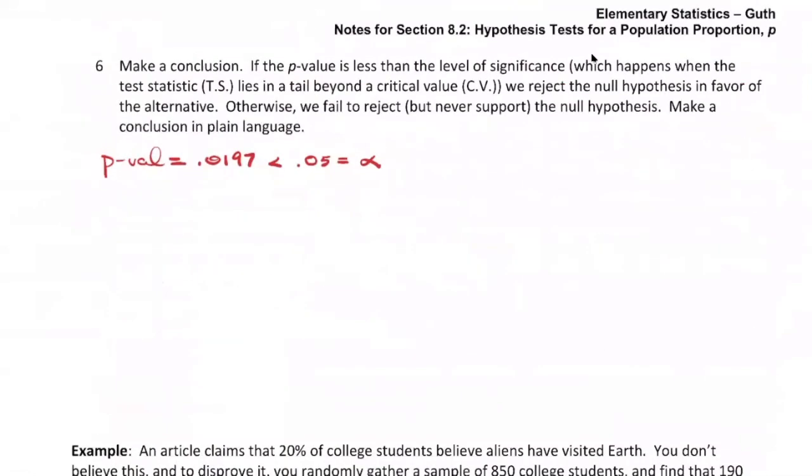Okay. But it says make a conclusion. If the p-value is less than the level of significance, we reject the null hypothesis in favor of the alternative if it's less. Otherwise, we fail to reject the null hypothesis, but we never support the null hypothesis. I'll talk about that in a second. And you make a conclusion in plain language. But basically, it's best to kind of focus on the alternative hypothesis.